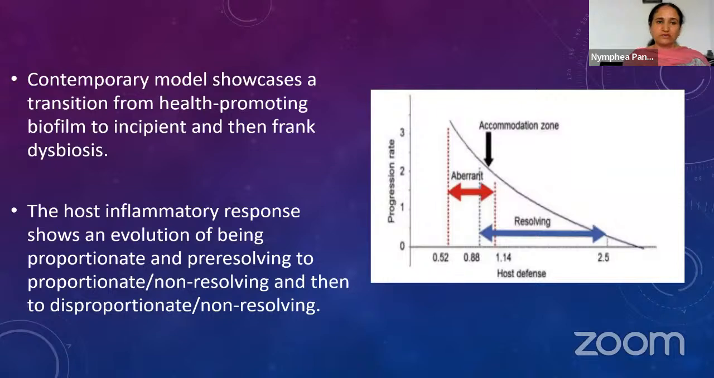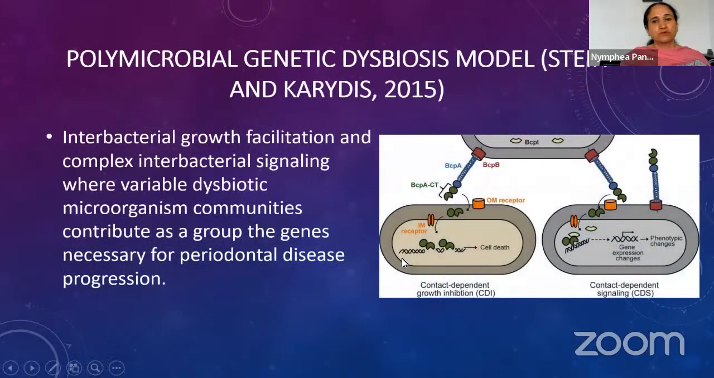So this actually gave the concept of proportionate and pre-resolving to non-proportionate or disproportionate to non-resolving. So this is going from health towards the disease when it's progressing at a very rapid rate. So this was a concept given by that. In 2015, another model came.